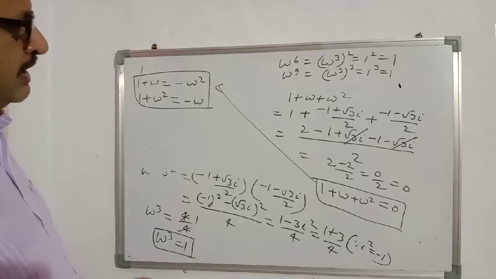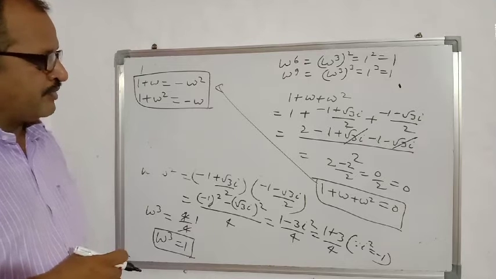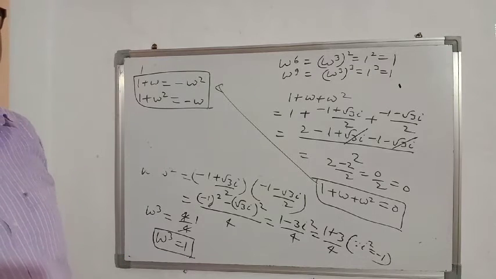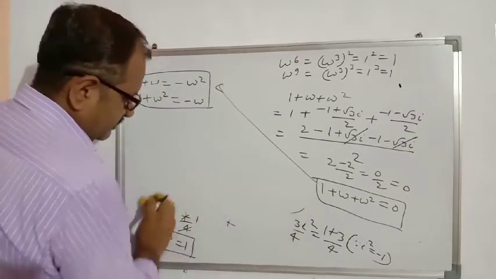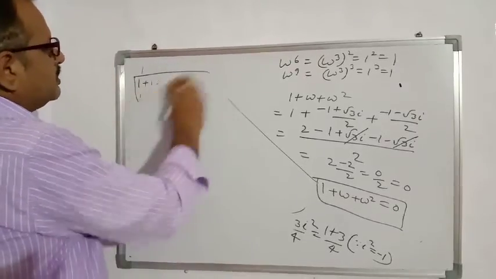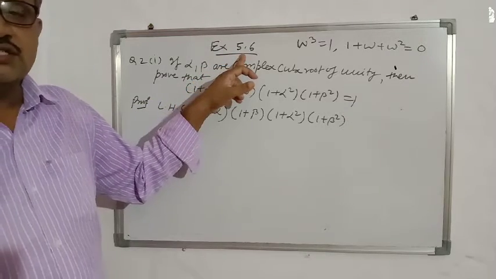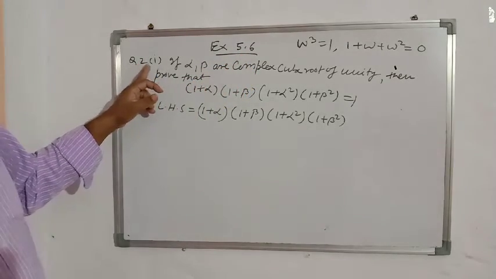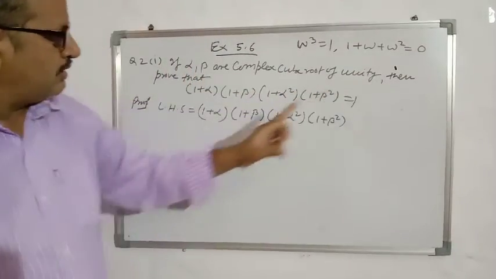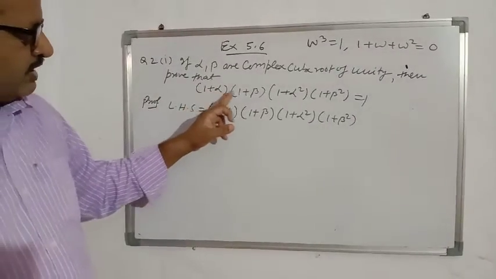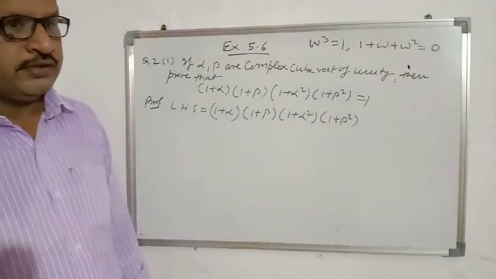So we have seen how many cube roots of unity there are and what the properties of the cube roots of unity are. Now we will discuss some problems from the exercise. See exercise 5.6, the last exercise of complex numbers. Question number 2, first part. If alpha and beta are complex cube roots of unity, then prove that (1 + alpha)(1 + beta)(1 + alpha square)(1 + beta square) is equal to 1.